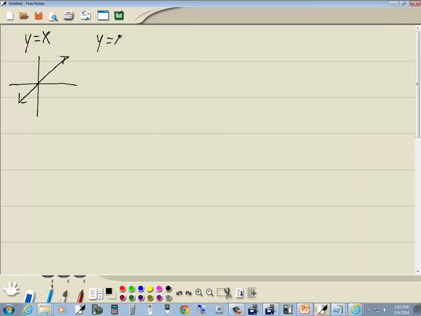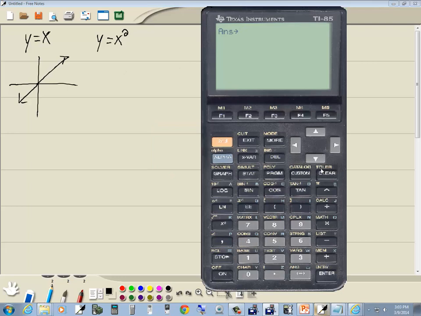Let's take a look at y equals x squared. I'm definitely not an expert on a TI-85. Mostly what we use in class is a TI-83, TI-84. Okay, TI-85. Graphing x squared.